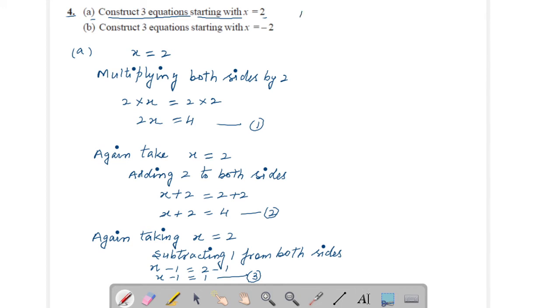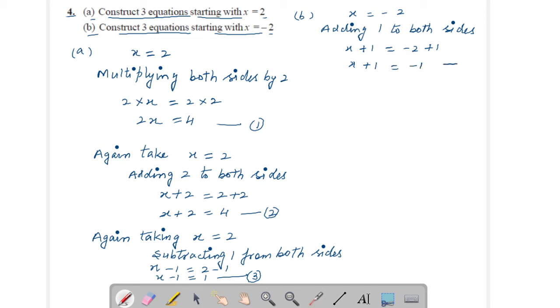Now come to B part. Here construct three equations starting with x is equal to minus 2. Here take x is equal to minus 2. Here adding 1 to both sides. What will you get? x plus 1 equal to minus 2 plus 1. Solve it, you will get x plus 1 equal to minus 1. This is your first equation.